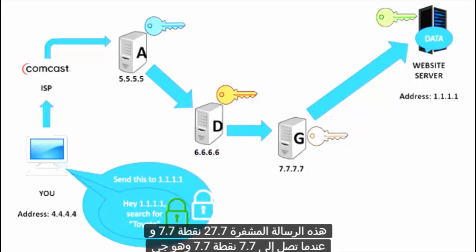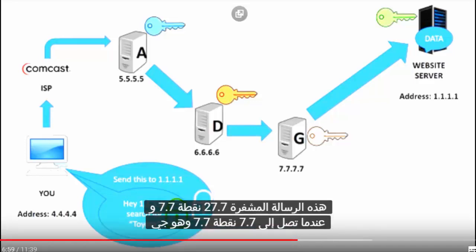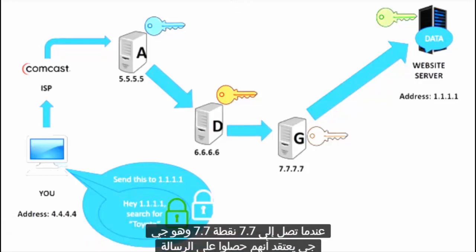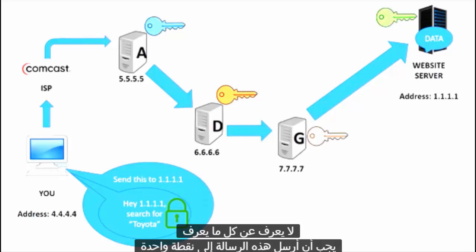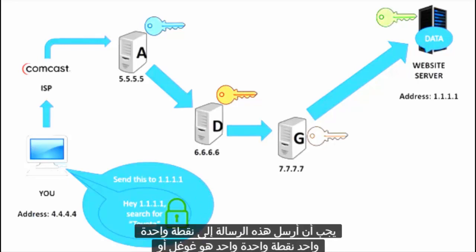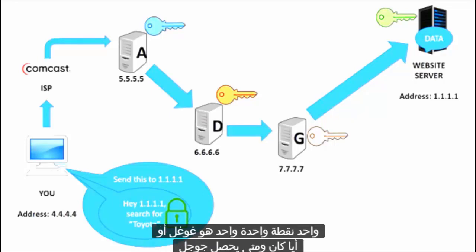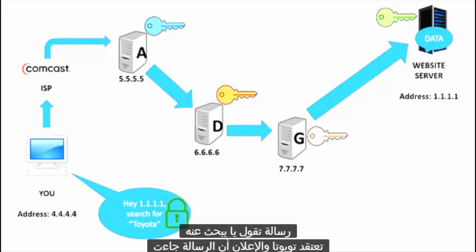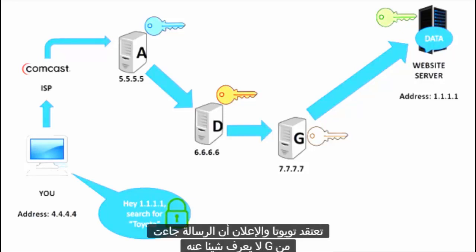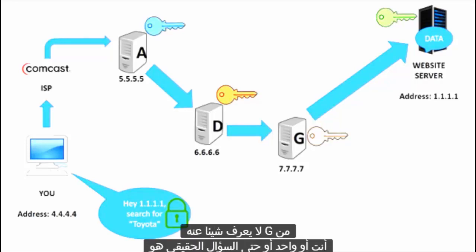And when it gets to 7.7.7.7, which is G, G thinks that it got the message from D. It doesn't know about you, and it doesn't know about A. And all it knows is, I've got to send this message to 1.1.1.1, which is Google, or whoever it is. And when Google gets the message, it says, hey, he's searching for Toyotas, and it thinks the message came from G. It doesn't know anything about you, or A, or D.